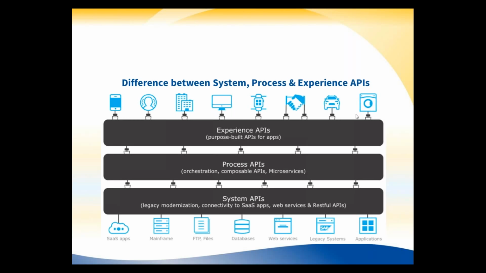Then we have this process tier. And here's where the agility and the new value creation for the business occurs. These process APIs define the business logic for a given process, really made up of a bunch of microservices and things of that nature that can be composed together for different processes.